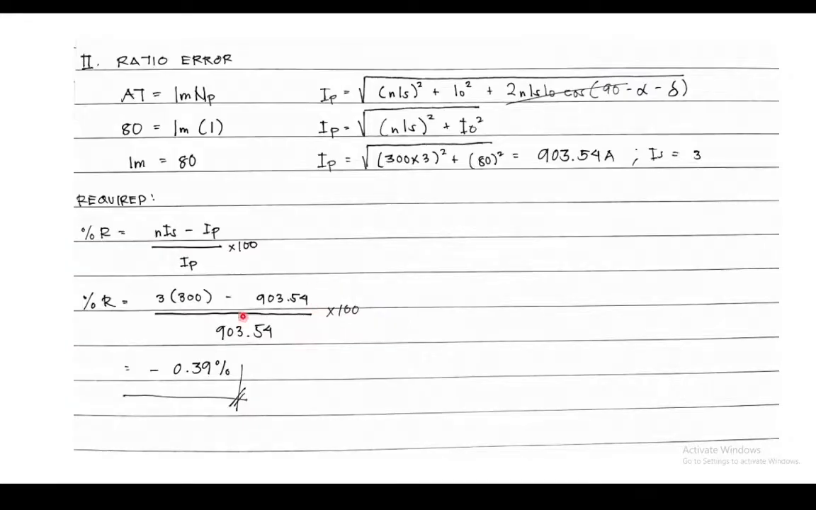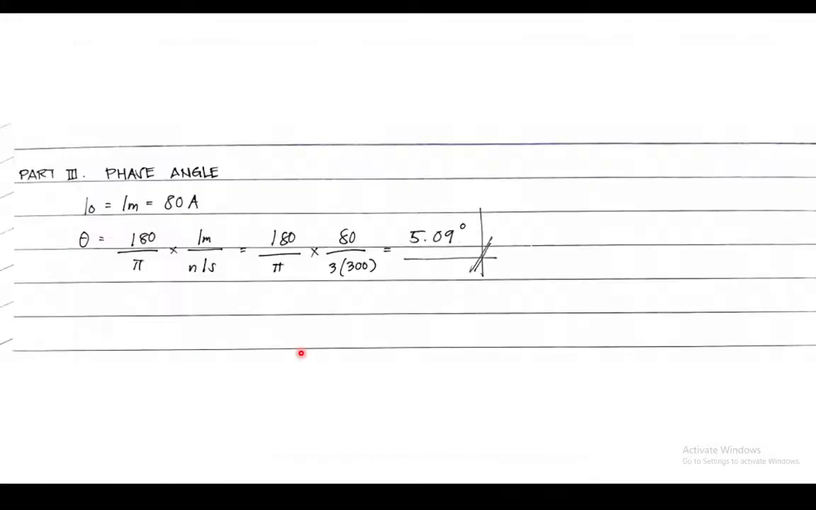Ngayon, we have this formula, written na. Ngayon, to get the ratio error, multiply lang natin yung 3 sa 300 minus 903.54 all over 903.54 times 100. And we'll be having a ratio error of negative 0.39%. So, yung sa part 3 naman niya, hinahanap is yung phase angle.